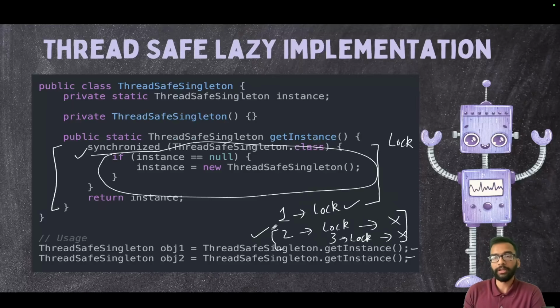Acquiring the lock is an expensive operation, so you don't want to do it if you don't require it. So we have to somehow overcome that. We should have the lock only the first time, and when the object is already created, you shouldn't have that lock. So this is overcome in the next implementation.